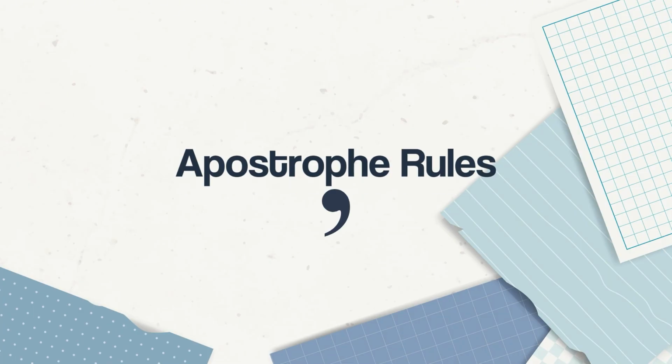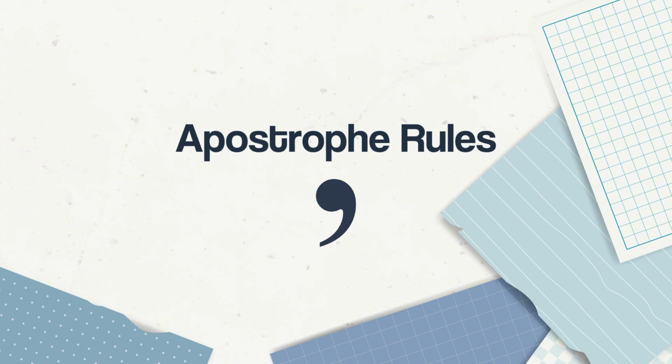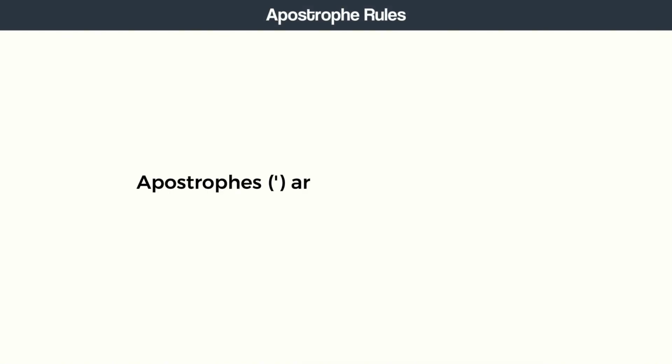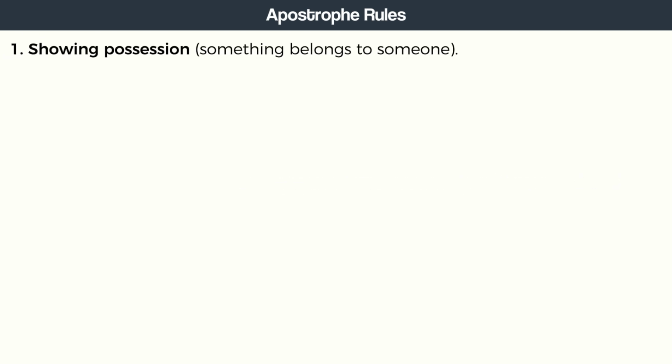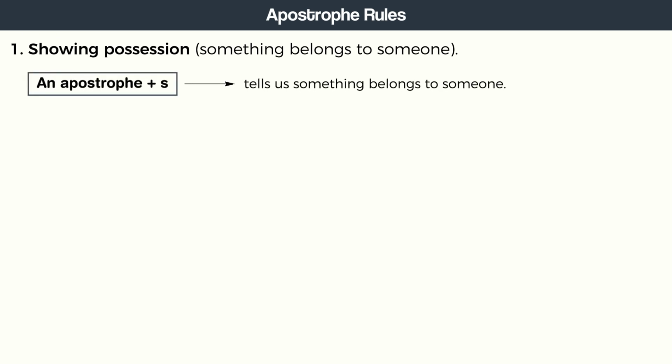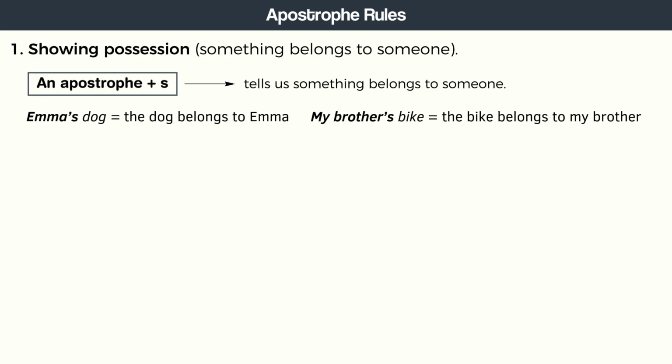Apostrophe rules. Ah yes, the apostrophe, that little curly mark that causes big confusion. Let's make it simple. Apostrophes are small but important. We use them in two main ways. 1. Showing possession. Something belongs to someone. An apostrophe plus S tells us something belongs to someone. For example, Emma's dog. The dog belongs to Emma. My brother's bike. The bike belongs to my brother.